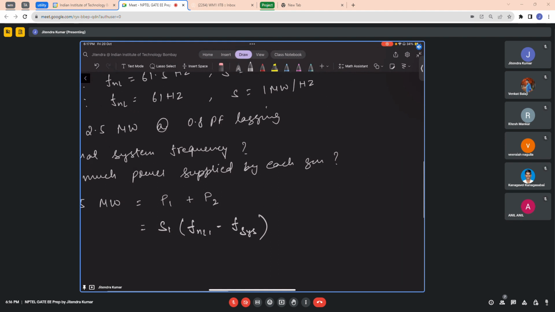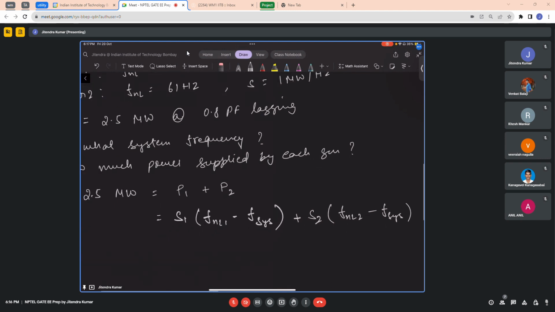Similarly, for the second generator, the slope of the second generator into its no load frequency minus the system frequency at which the system will operate. I can equate it to 2.5 megawatt. Is there any doubt in this step?